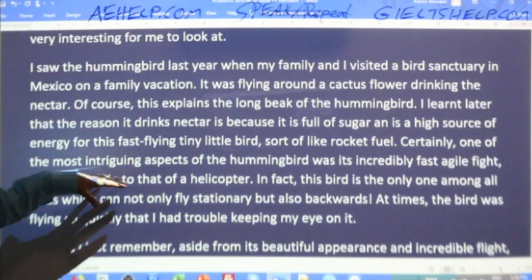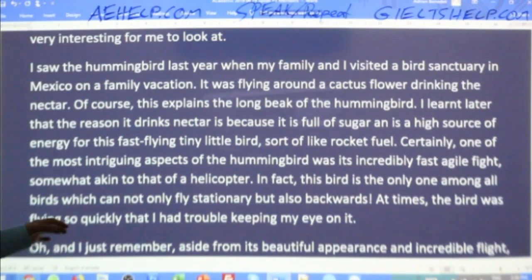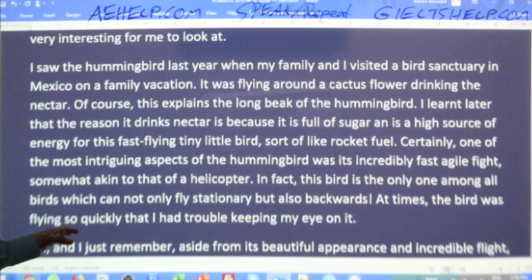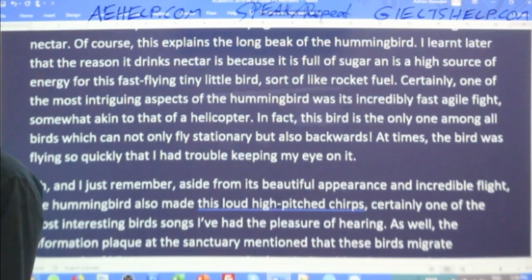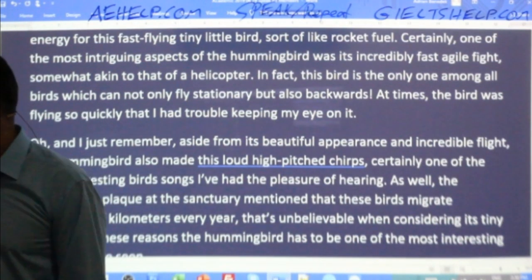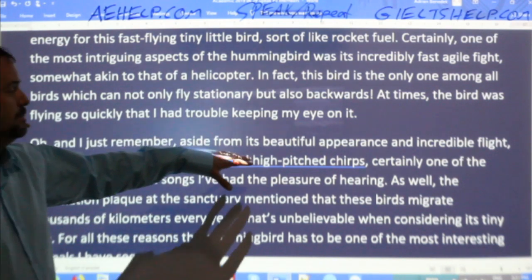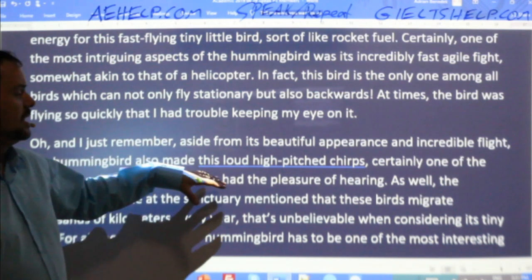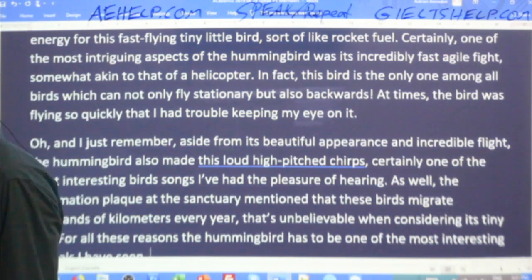Certainly one of the most interesting aspects of the hummingbird was its incredibly fast, agile flight, somewhat akin to that of a helicopter. In fact, this bird is the only one among all birds which can not only fly stationary but also backwards. At times, the bird was flying so quick that I had trouble keeping my eye on it. Oh, and I just remembered, aside from its beautiful appearance and incredible flight, the hummingbird also made these loud, high-pitched chirps.